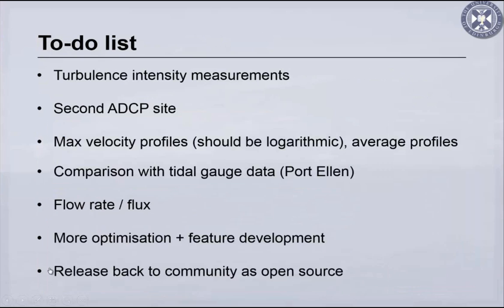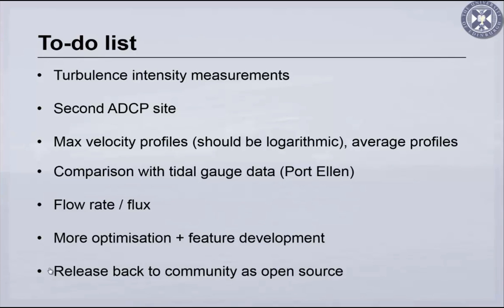So my to-do list: I need to do some turbulent intensity measurements, compare this with the measured data, get the second ADCP site out, and I'm also looking at the max velocity profiles, tidal gauge data, and I want to look at the flow rate of the flux. So I want to see how much is the net flow in one direction or the other, or is it equal?